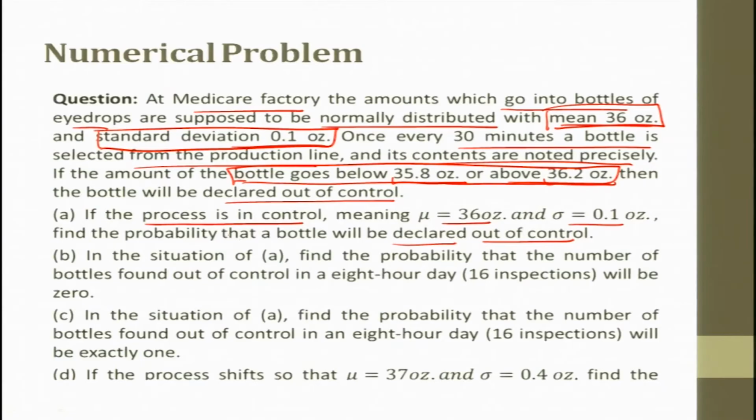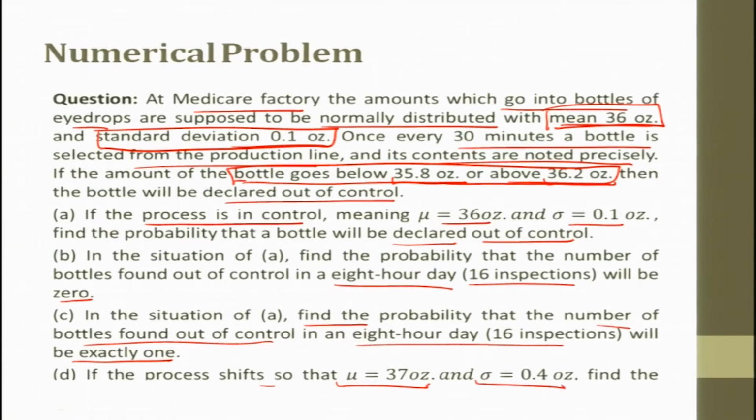In the situation of problem number A, when the process is out of control, find the probability that the number of bottles found out of control in an 8-hour day, that is 16 inspections, will be 0. In the same situation, find the probability that the number of bottles found out of control in an 8-hour day will be exactly equal to 1. If the process shifts so that mu changes and the standard deviation changes, find the probability that the bottle will be declared out of control.